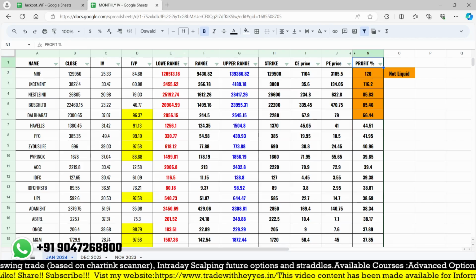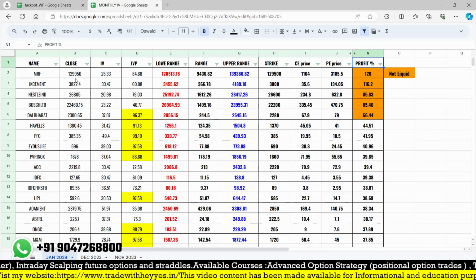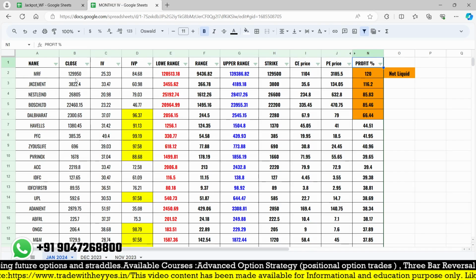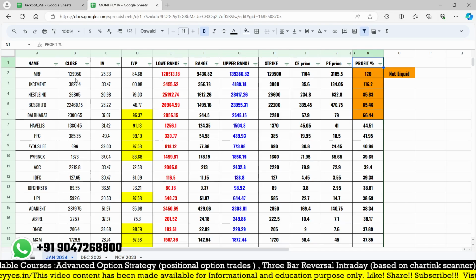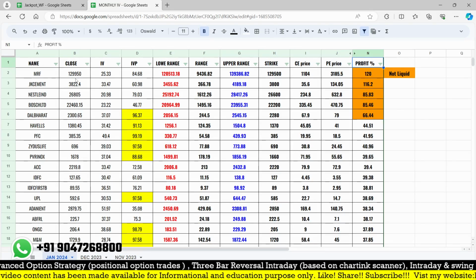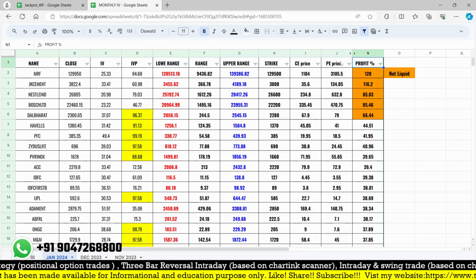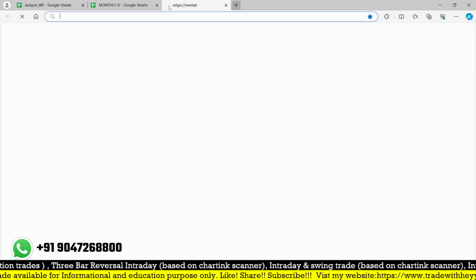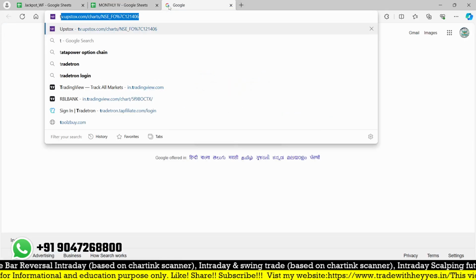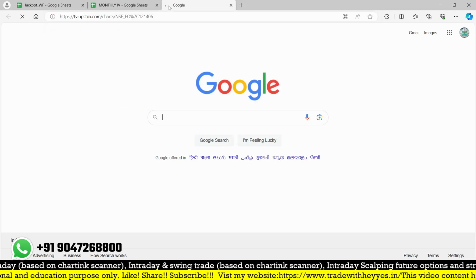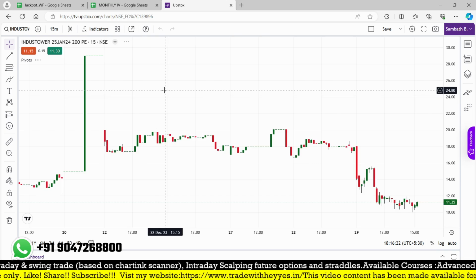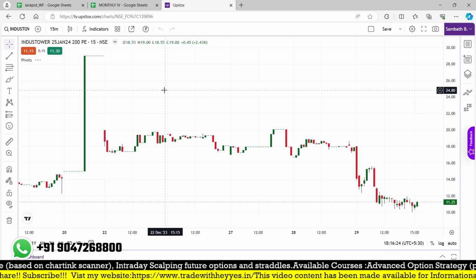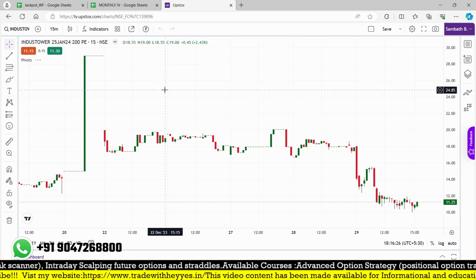MRF's closing price is 1,29,950, and maybe 1,30,000 we can also take. If you take that strike price, I will show it with the chart. I'm using TradingView charts, which help you find an option chart in the daily time frame. That is why I'm using this platform, and it is also a good platform for option trading.